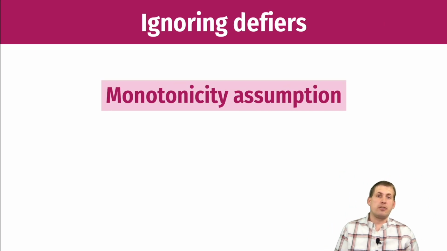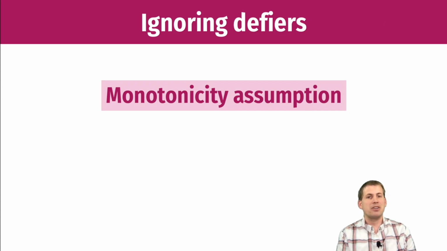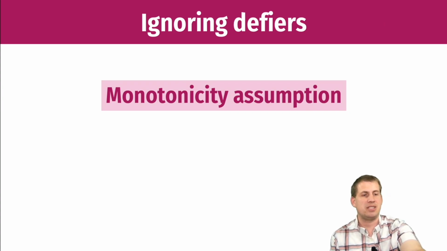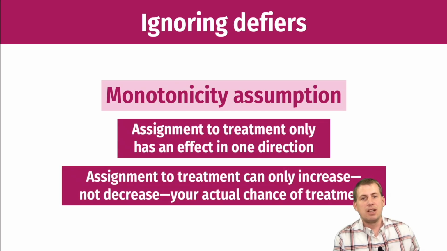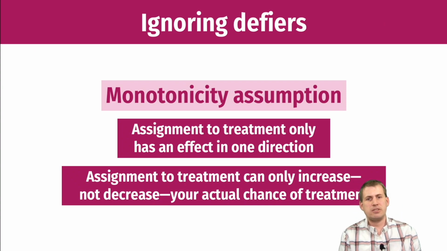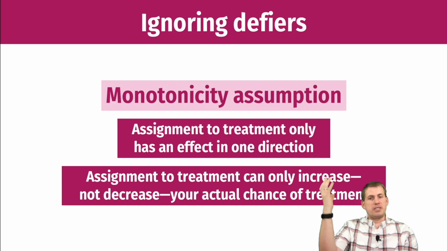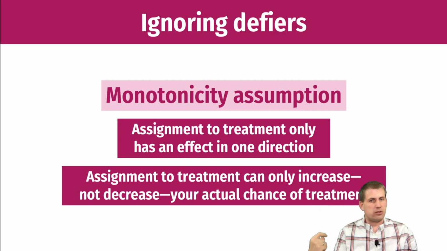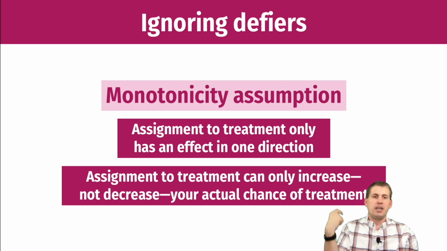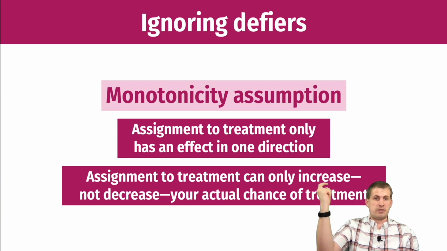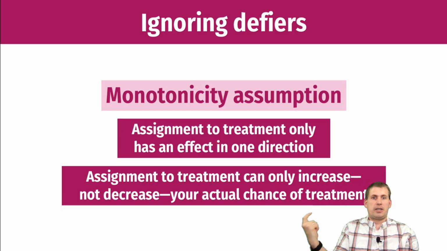The official term for ignoring defiers is this idea of monotonicity, the assumption of monotonicity. It's a fancy word that just means that being assigned to a treatment only has an effect in one direction. And so being assigned to treatment can only increase your chance of being treated. So if you're assigned to treatment in a drug trial, that's going to boost your probability of getting the drug. Being assigned to treatment in a drug trial is not going to reduce your ability to get access to the drug. If you're a defier, it would move your probability of treatment to 0 because you're going to defy.